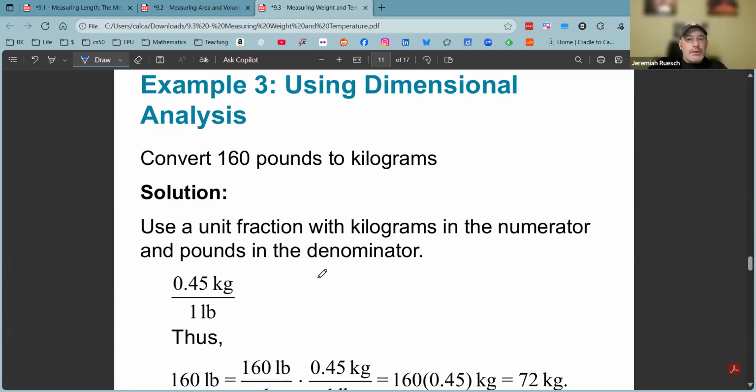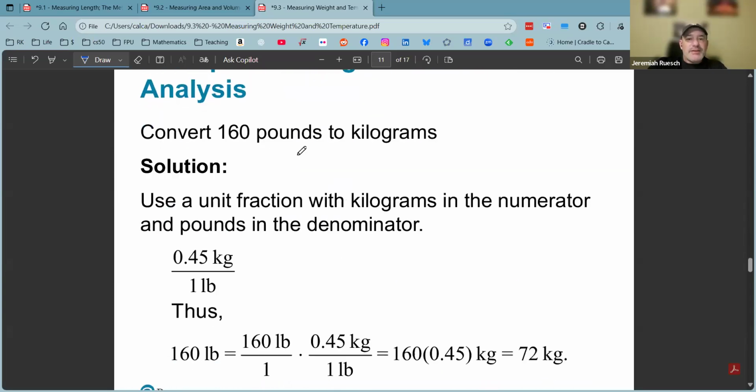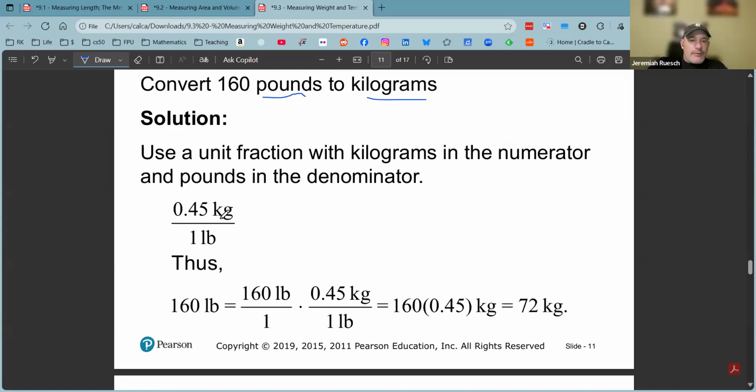Okay. Using dimensional analysis, convert 160 pounds to kilograms. Okay, so again, this is what we have, and this is what we want. So we know that there are 0.45 kilograms for every pound. So 160 pounds, and we want kilograms on top. So there's 0.45 kilograms per 1 pound. So the pounds cancel, and we're left with 160 times 0.45, which gives us 72 kilograms.